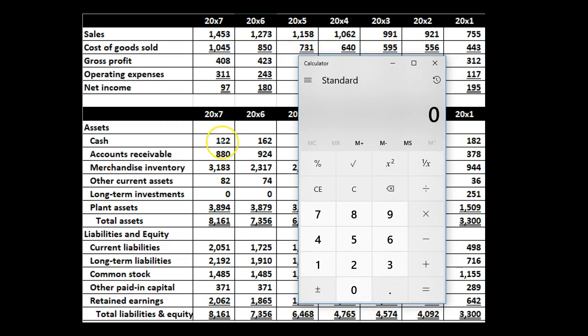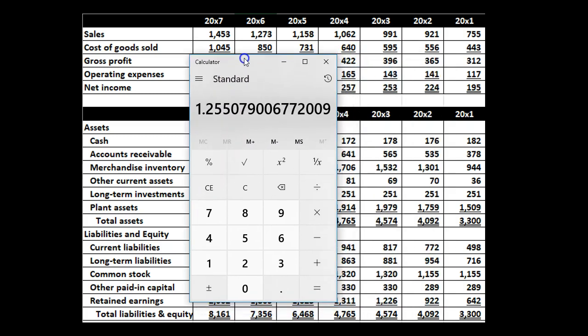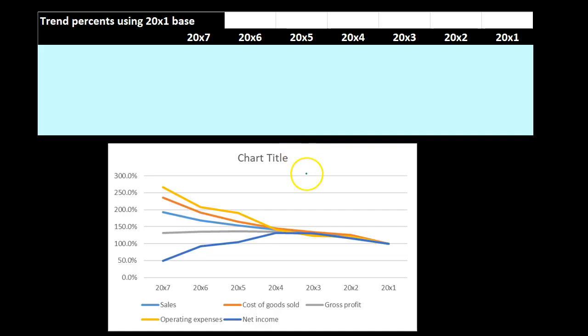So for 2000x2, obviously we have 556 divided by the 443 for 2000x1, that's 1.2. If we go all the way out to 2000x7, we're going to have the 1045 divided by the base year of the 443. That's going to be the 2.39. If we go back to 2000x6, 850 over the 443, that's going to be the 1.91. And we do that all the way through. And again, we're comparing to that same base year.